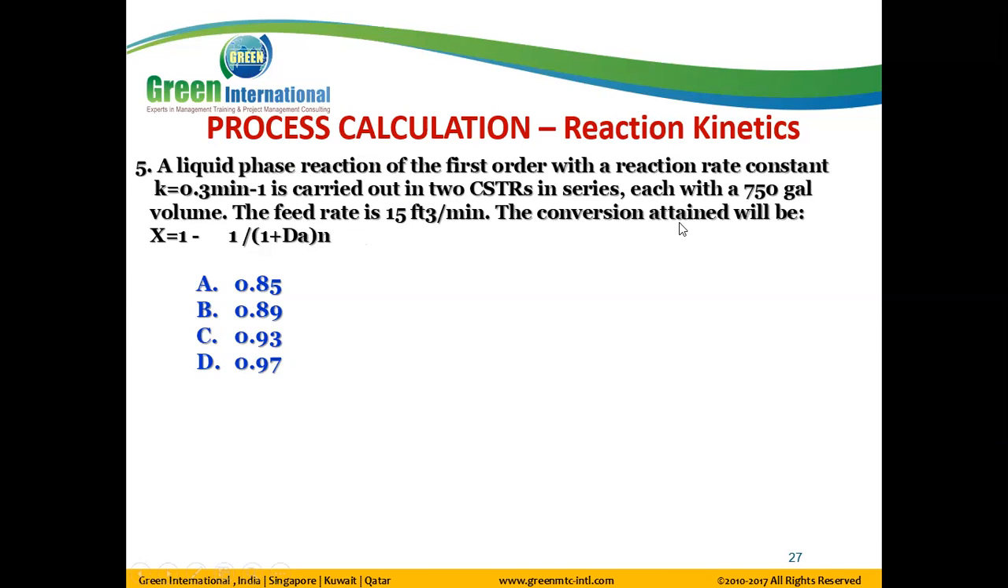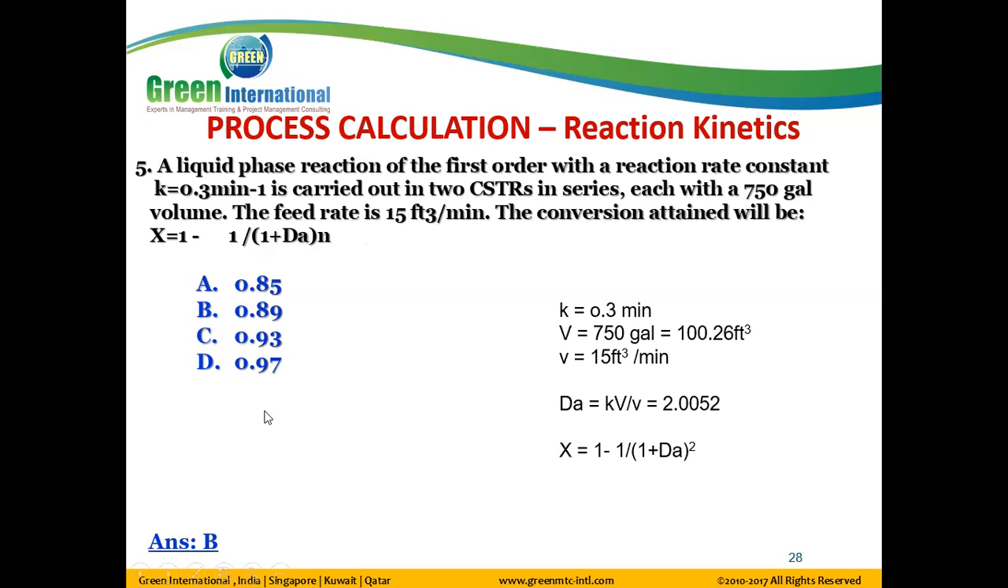What is the conversion they're asking, isn't it? Yes, they're asking the conversion, and the formula is also given. So we calculate Da and substitute here, and you will get the percentage of conversion. K equals 0.3 per minute. Volume is given as 750 gallon, and the flow is 15 feet cube per minute, so you convert gallon into feet cube. Then you go with the tau calculation. From tau you can calculate Da, the Damköhler number.